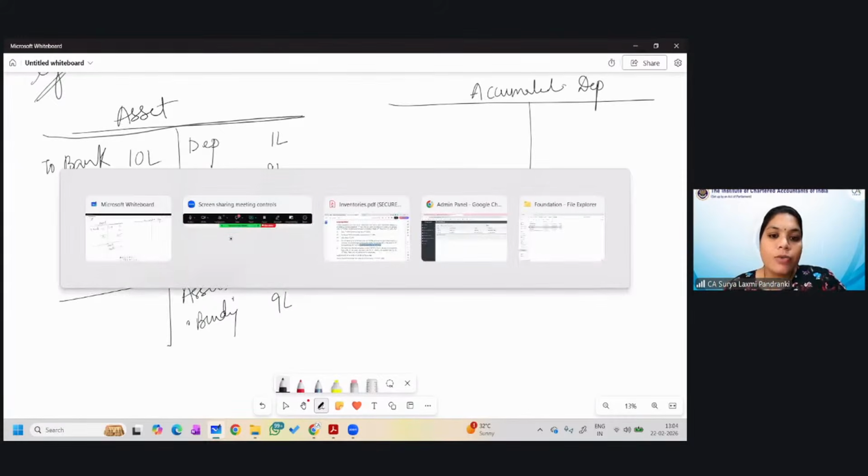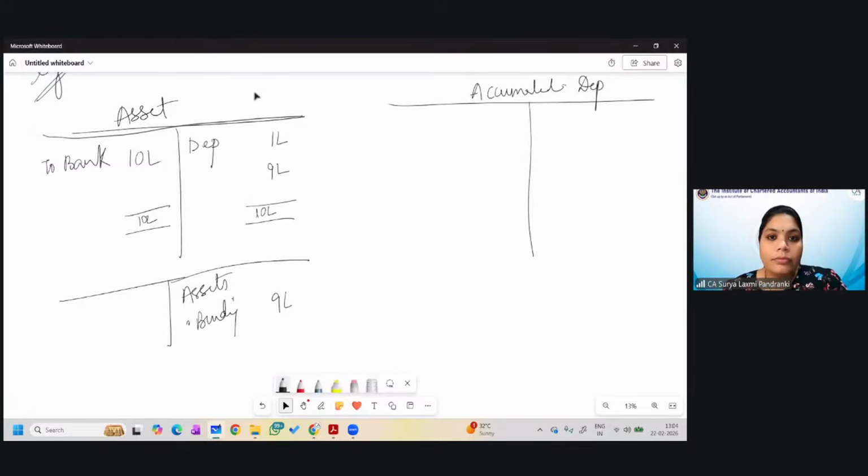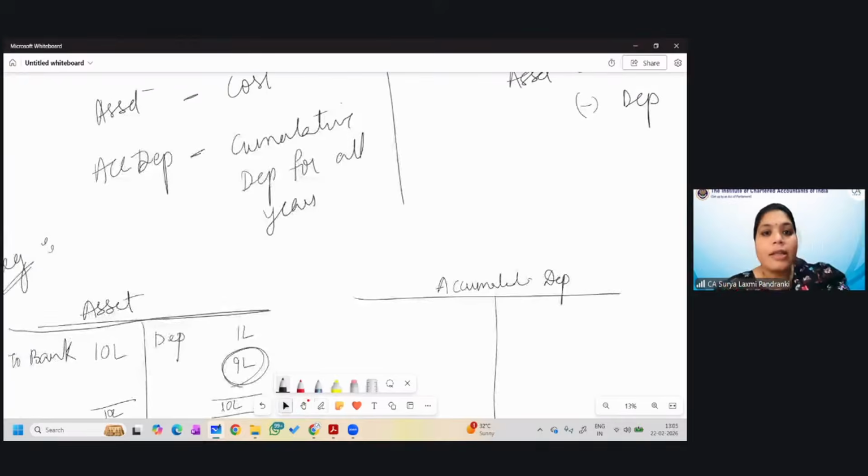Everyone agree to this point? So this is clear, right? What is happening here? You are purchasing an asset, you write it on the debit side. After 1 year, when you have to provide depreciation, you write it on the credit side, and then the balancing figure will be 9 lakhs, which you are showing on the balance sheet. Correct?